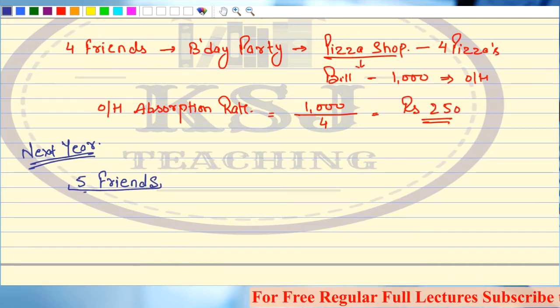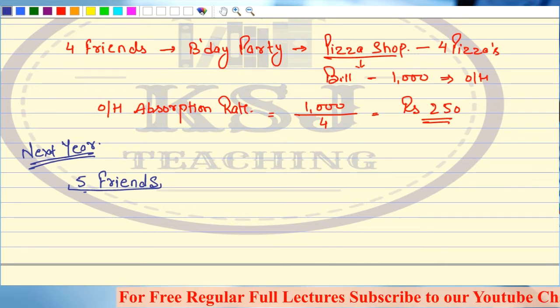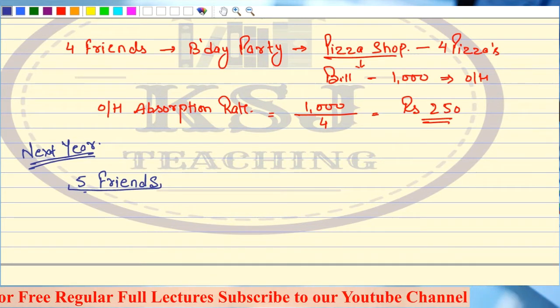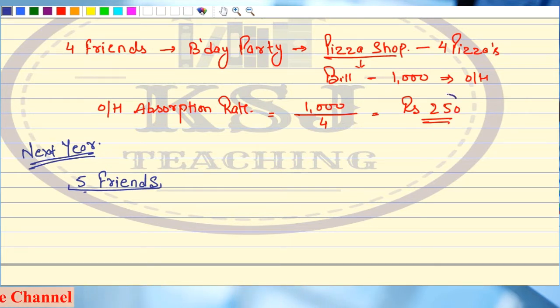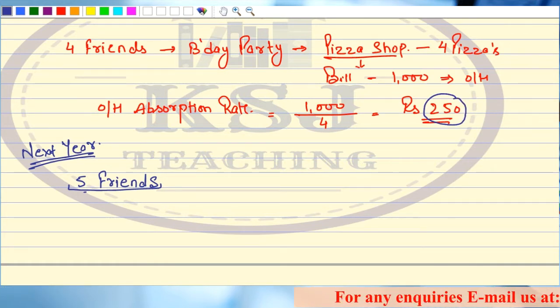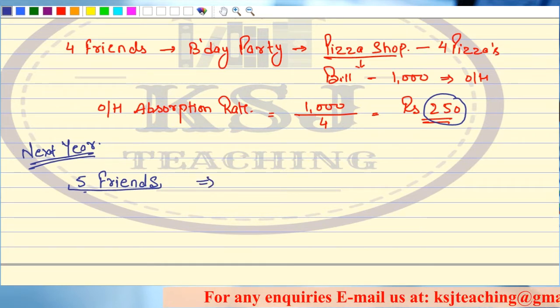Now, you have to take some pocket money from your parents for the pizza, isn't it? What will you do now? You will say, last year the price per pizza was 250 rupees. And what do you imagine in your head? That this time also we will have the same pizza. But this time what will happen?